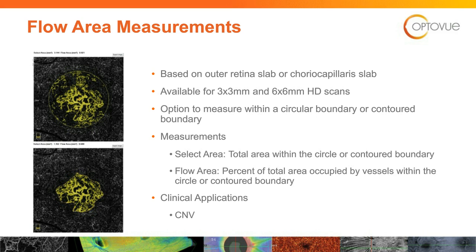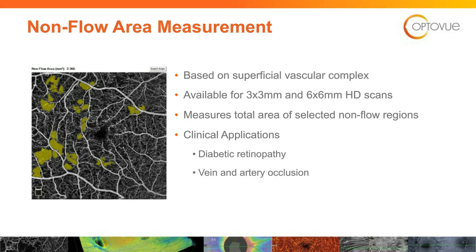How about areas of non-flow? As capillaries are dropping out, they're no longer providing flow or blood flow, and therefore that's an area of non-flow. And if that's getting bigger, if we can measure that via vessel density maps, that's going to have a tremendous indication in diabetic retinopathy and vein and artery occlusions, retinal vascular disease. Again, this is what we're now doing with our analytics.